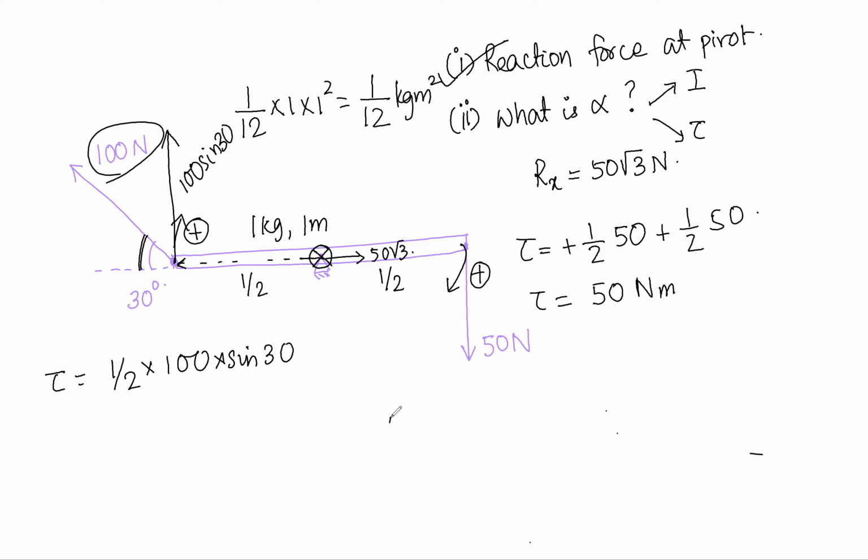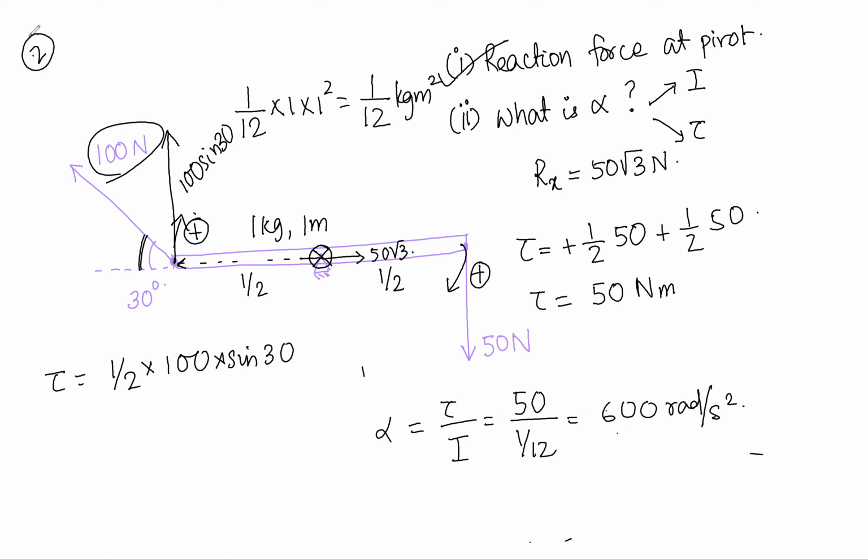Now finally you want to find out alpha. So alpha is equal to tau divided by I. So what is tau? We found out tau is equal to 50. What is I? We found out I is equal to 1/12. So this will be 12 5s are 60, 600 radian per second square. That is the angular acceleration of the rod at this instant. समझ में आया? ठीक है? So this is how you calculate a problem where the angular acceleration is required. Let's say this is your second question today.